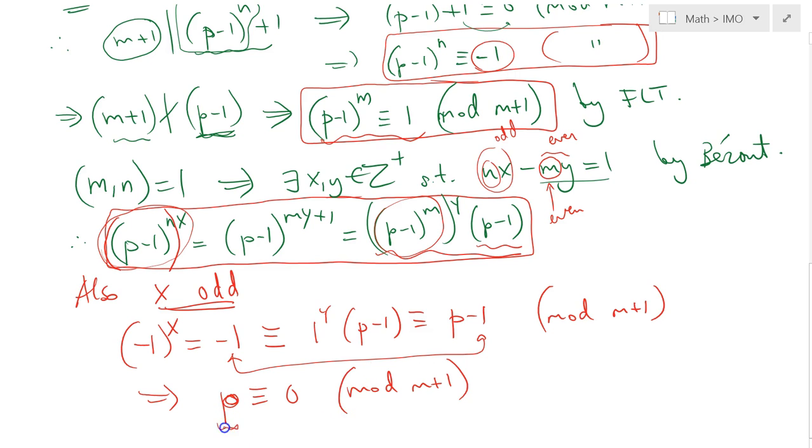What that means is that we are dividing a prime by another prime and the remainder is 0. So it can't be, right? A prime cannot be a positive multiple of another prime unless they are equal to each other. So p is actually equal to m plus 1. And recall that m plus 1 is the least prime divisor of n, and m plus 1 divides n. So therefore, p itself divides n.